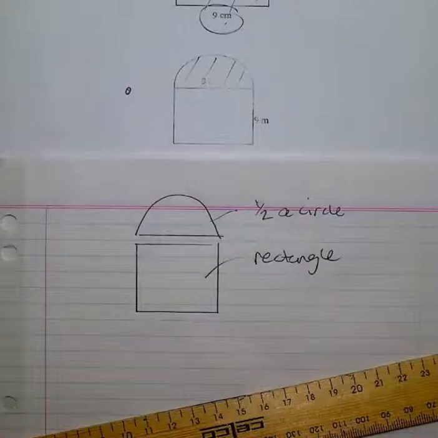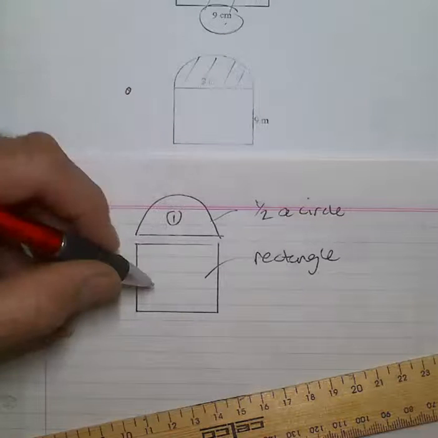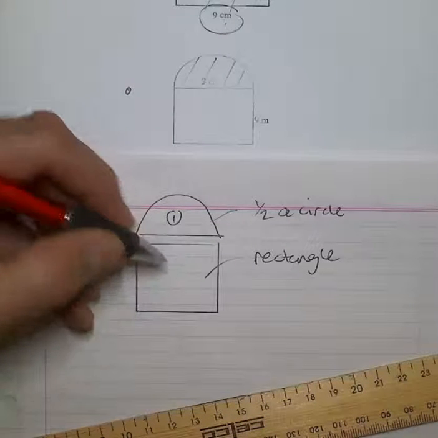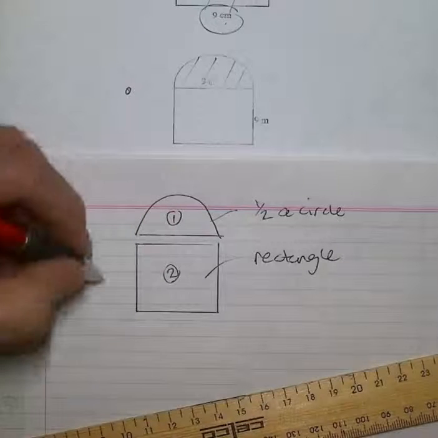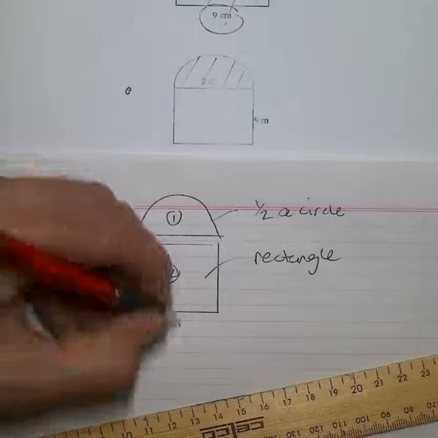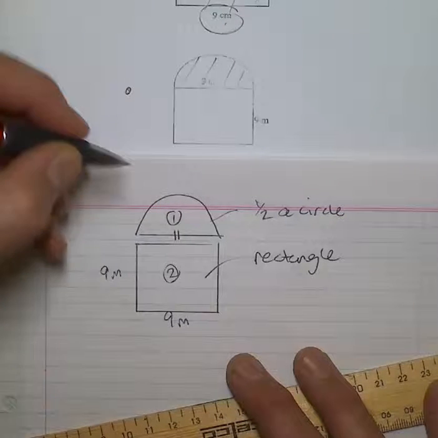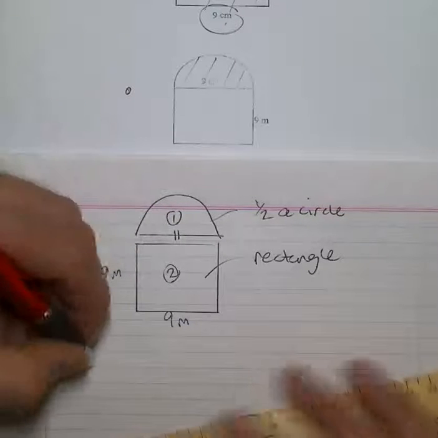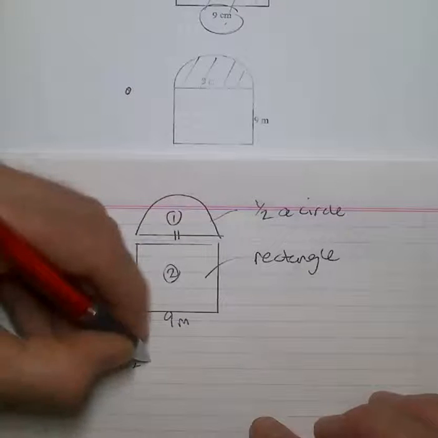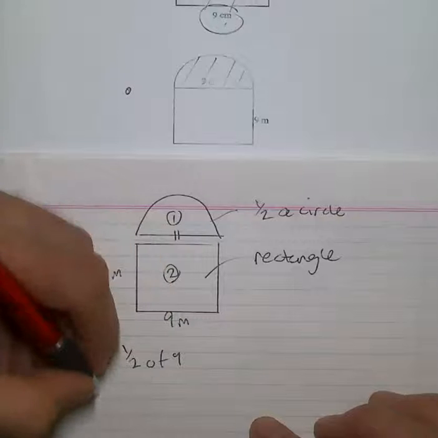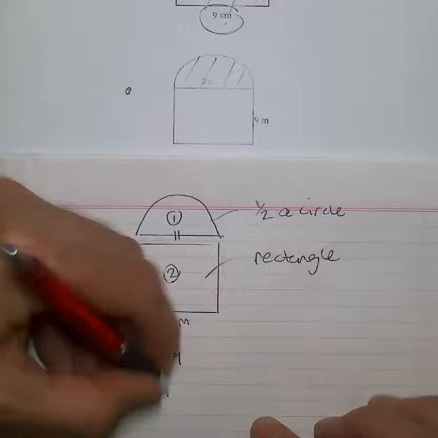The second part of question 4, I've broken the shape up into two distinct parts. I have half a circle and then a whole rectangle. So that's 9 meters, 9 meters there. Very easy for the rectangle. Whenever we're dealing with a circle, we want the radius. And the radius is a half of 9, which is 4.5 meters.